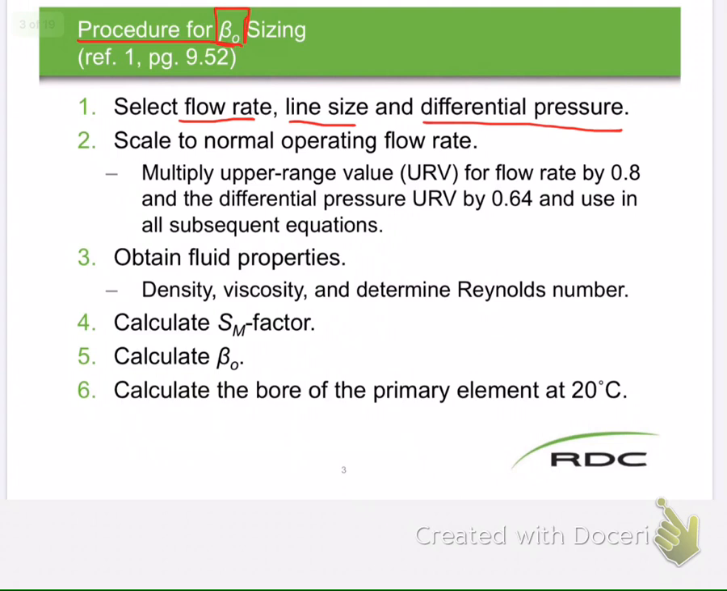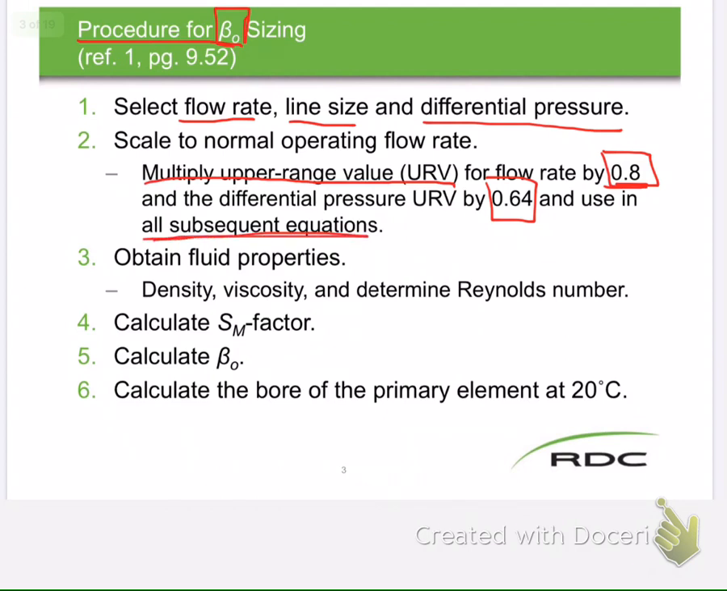So to do that, we multiply by 0.8. We need to first know what our maximum flow rate is going to be. So it says here to multiply the upper range value for flow rate by 0.8. So we use 80% of our max flow. And then for our differential pressure, the maximum differential pressure that we're going to expect, we take that and multiply it by 0.64, and then use those values in all subsequent equations.